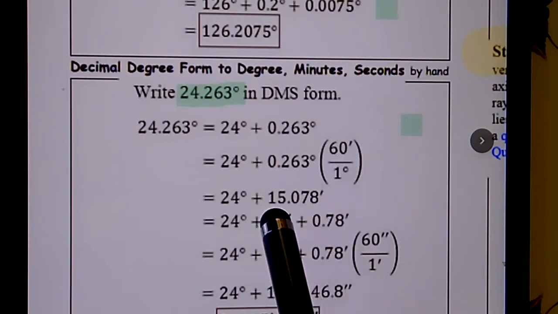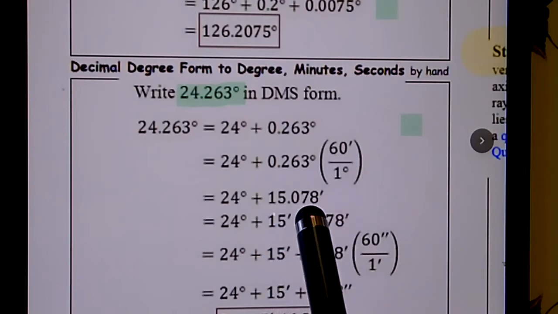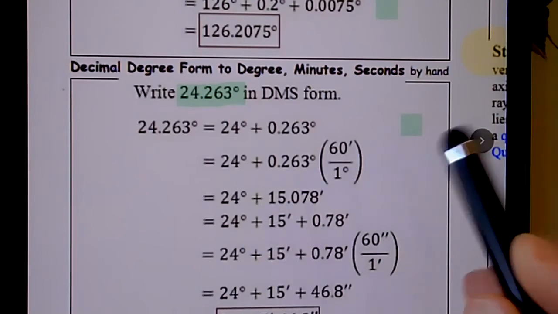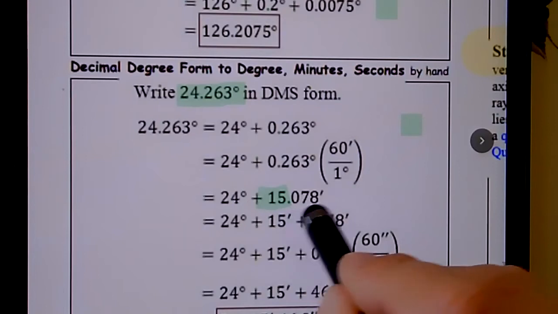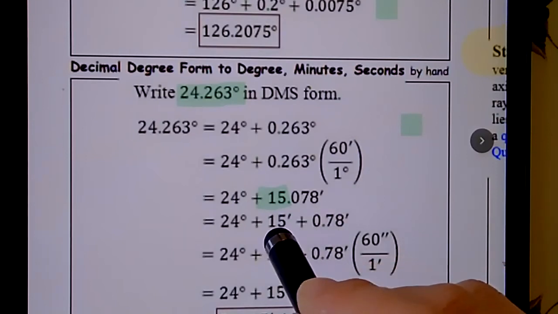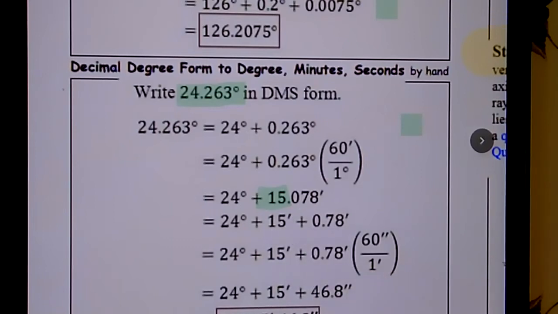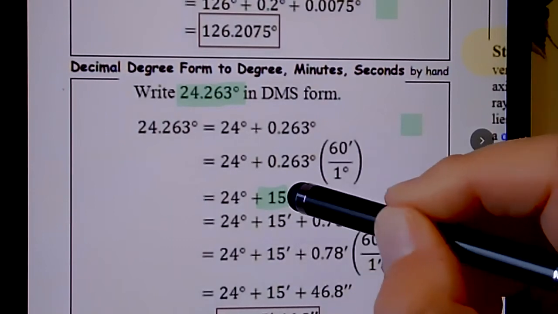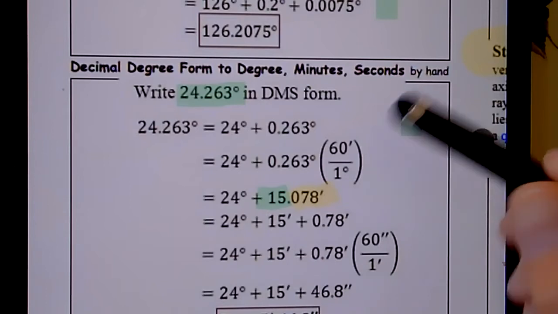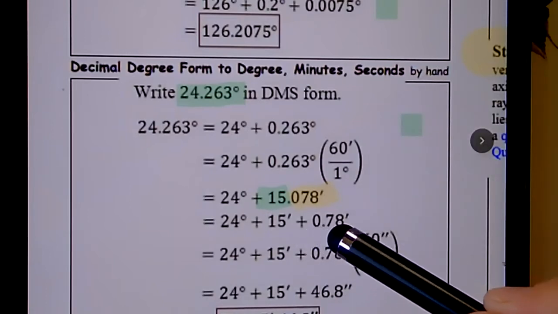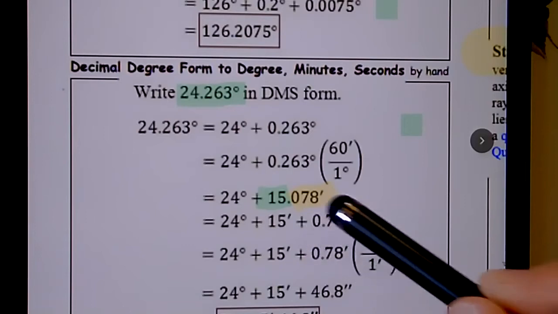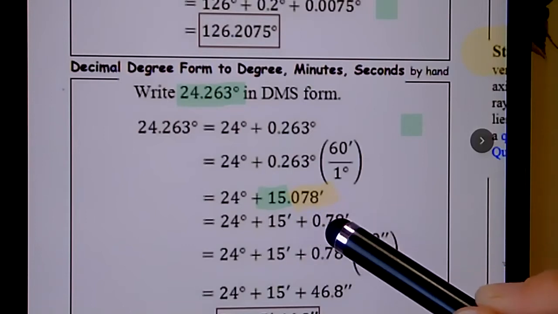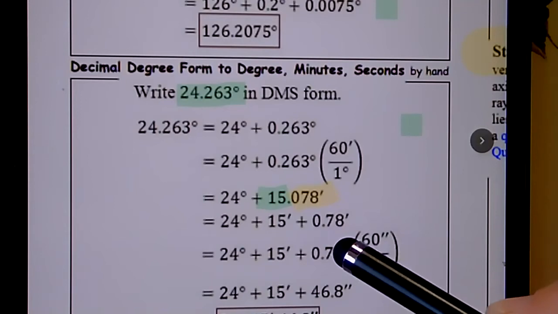Okay, when I do that, I get this many minutes. So now I know that I have 15 minutes, and the other part is going to be my seconds. So then that's my 15 minutes. Now I'm going to focus on this 0.078. And so this 0.078 is what I'm now going to be focusing on changing. And I'm going to be changing this, which is in minutes, into seconds.